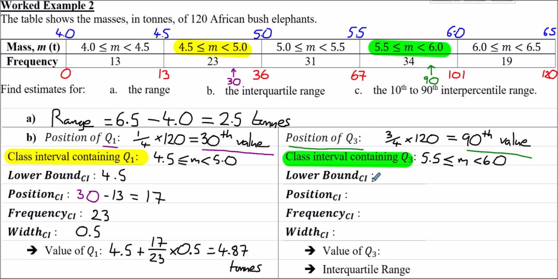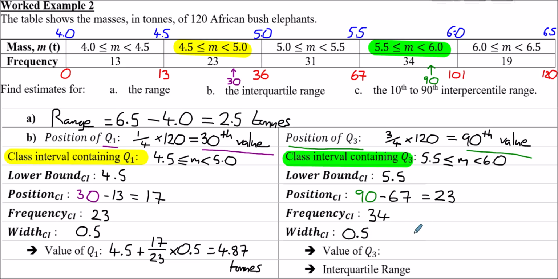The lower bound of this interval is 5.5. The position of the upper quartile within this group, well, this group starts at 67, the upper quartile is 90. So to work out how far into this interval it is, we do 90 subtract 67. And if we do that, use a calculator, it'd be my recommendation, we get 23. So it's a 23rd value out of the 34 in that class interval. The width of this class interval again is 0.5.